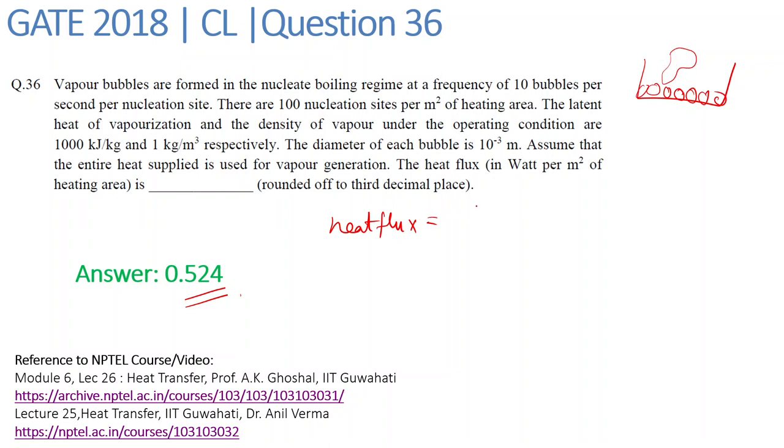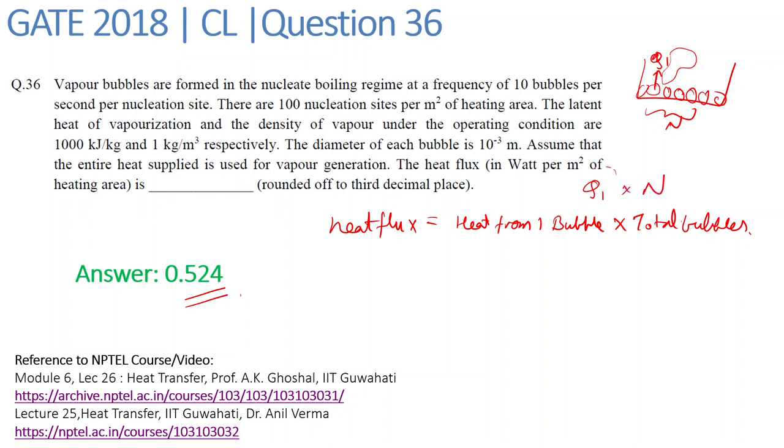So the total heat flux will be what? The heat from one bubble into the total number of bubbles. Let's say the heat from one bubble is Q1 and there are a total of n bubbles, so the heat will be Q1 into n. Now we have to find both of these terms, n and Q1. To find this n, we will use the first two lines of information.